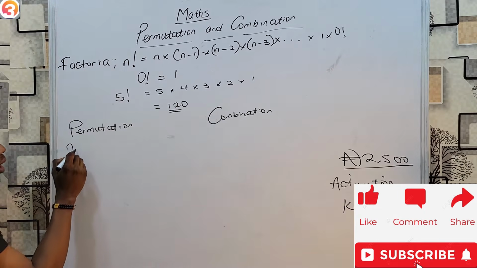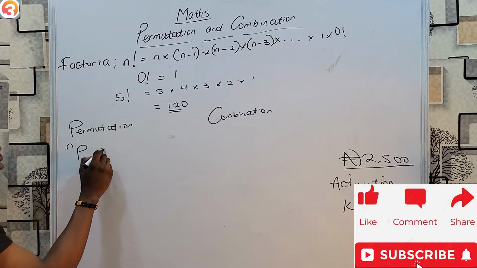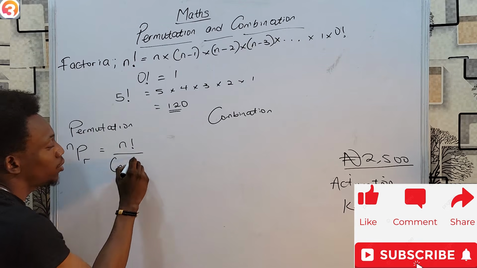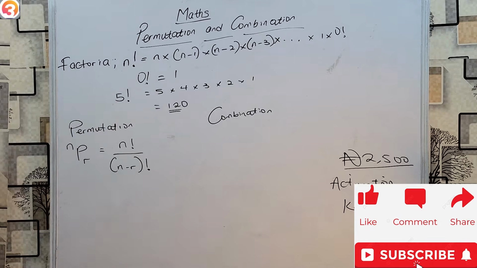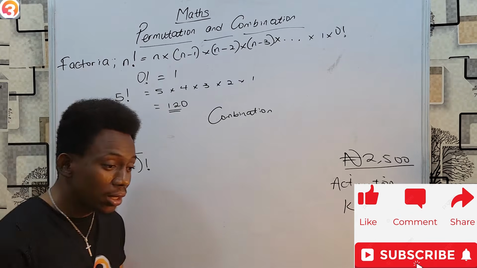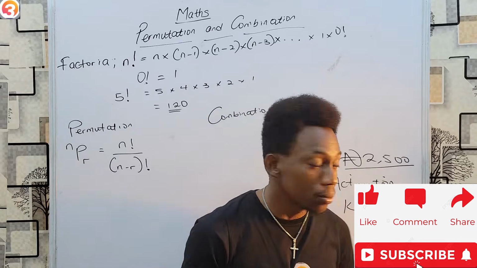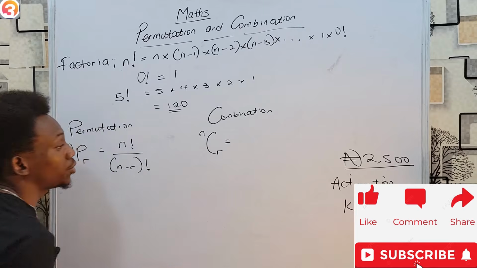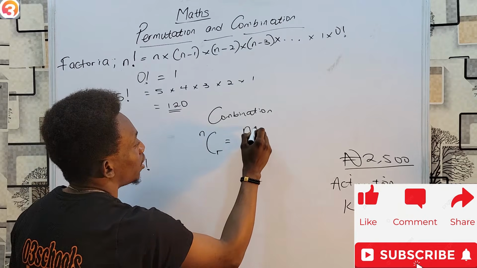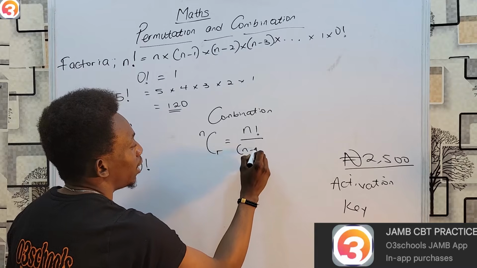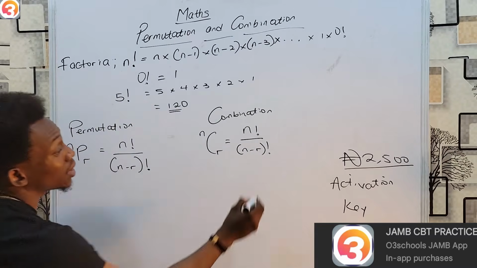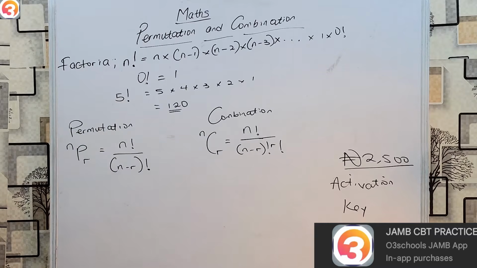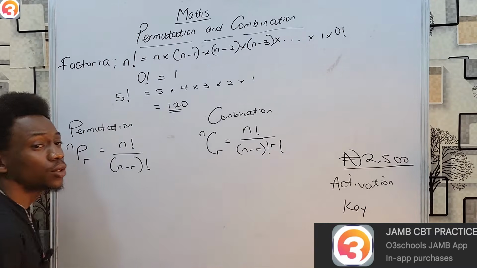Now please note, nPr is simply written as n factorial over n minus r factorial. The nPr is n factorial divided by n minus r factorial. While on the other hand, nCr is written as n factorial over n minus r factorial, then another additional r factorial. And that is the underlying difference between the two. This extra r factorial there.